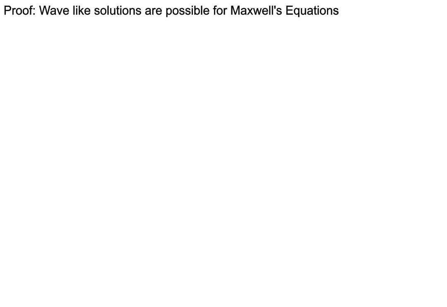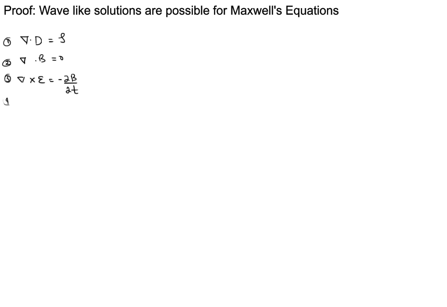Welcome, and in this video we are going to prove that indeed wave-like solutions are possible for the Maxwell equations. Since we are going to play with Maxwell's equations, let's first write them down one by one. The first Maxwell's equation we have is del dot D equals rho. The second one we have is del dot B equals 0. For the third one we have del cross E equals minus partial B over partial t.